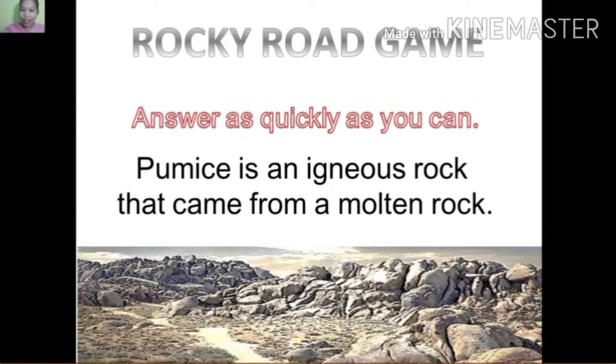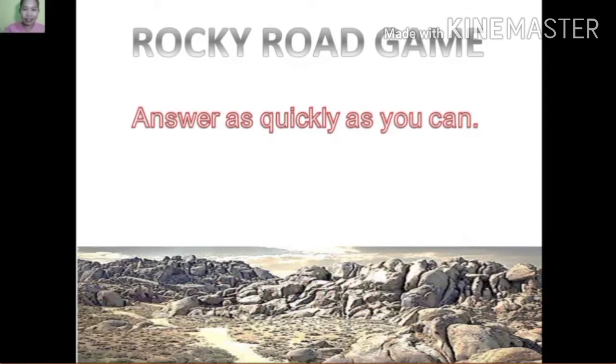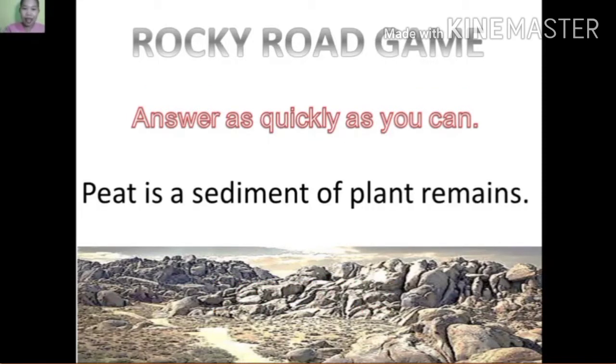Pumice is an igneous rock that came from a molten rock. The answer is rocky. Breccia is a rock that underwent weathering and erosion to become a sedimentary rock. The answer is rocky. Peat is a sediment of plant remains. The answer is rocky.